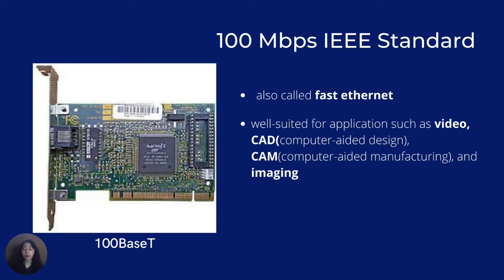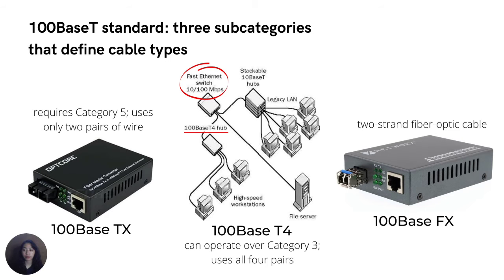The most widely accepted Ethernet standard today is 100BASE-T, which is also called Fast Ethernet. Higher speeds make this technology well suited for applications such as CAD or computer-aided design, CAM or computer-aided manufacturing, and imaging. 100BASE-T, also called Fast Ethernet, is an extension of the 10BASE-T standard. The current IEEE standard for 100BASE-T is 802.3u.